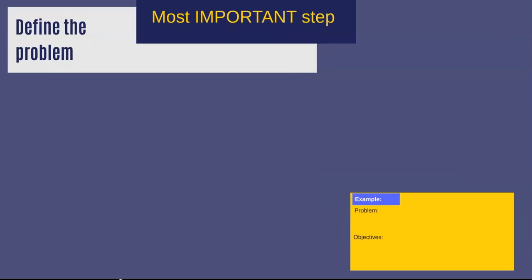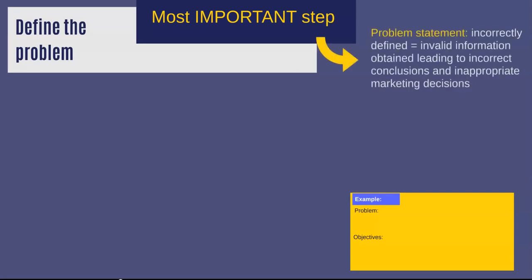Defining the problem is step 1, and this is the most important step. Why? If you incorrectly define your problem or the problem statement, you will obtain invalid information, and this will lead to incorrect conclusions and inappropriate marketing decisions. If you watched the Coca-Cola video, if they had the definition of the problem wrong, they might have ended with flavored water instead of a lifestyle alternative to their current Coke products.